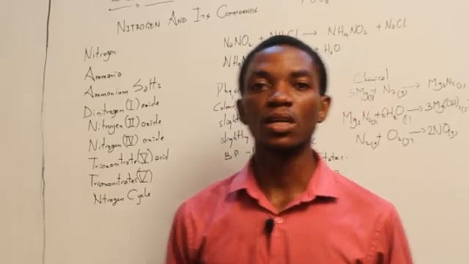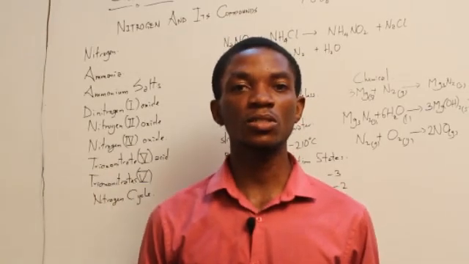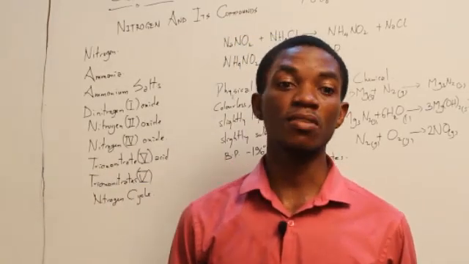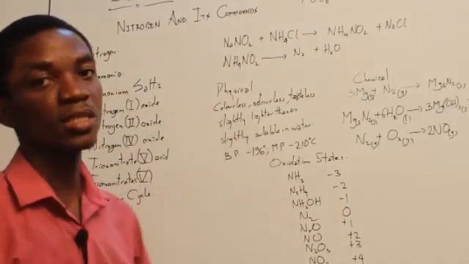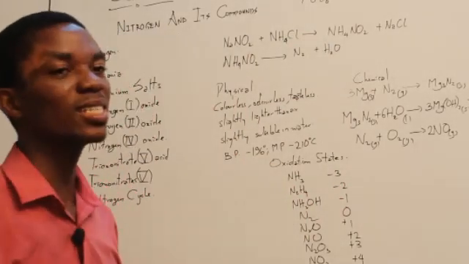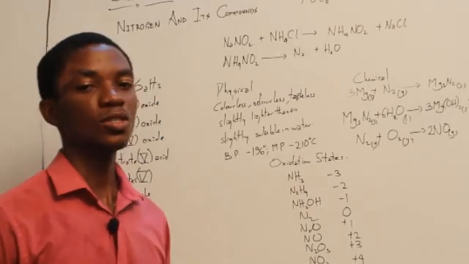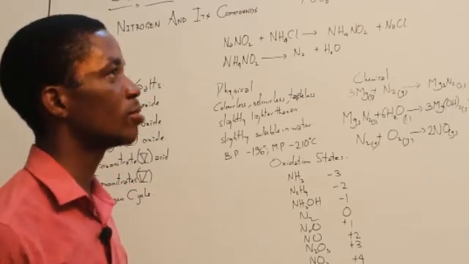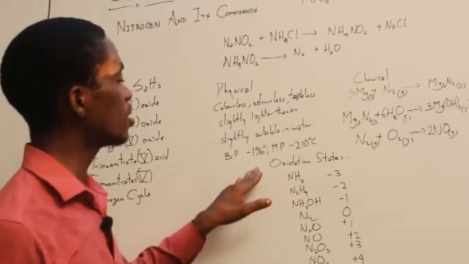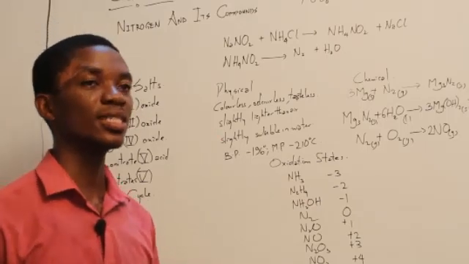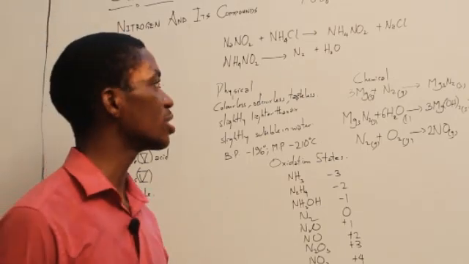Nitrogen is a group 5 element. It possesses 5 outermost electrons and it has interesting behaviors. Some of the physical properties of nitrogen are that it is a colorless, odorless and tasteless gas. It is slightly lighter than air. It is slightly soluble in water, about 2% soluble in water at normal standard temperature and pressure, and it boils at minus 196 degrees and melts at minus 210 degrees Celsius.